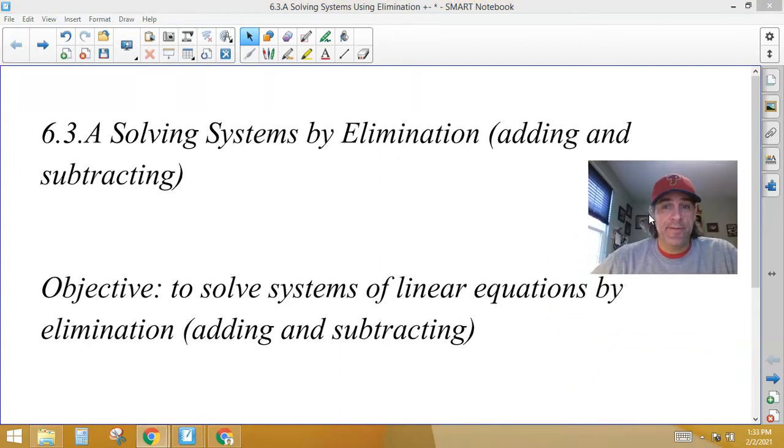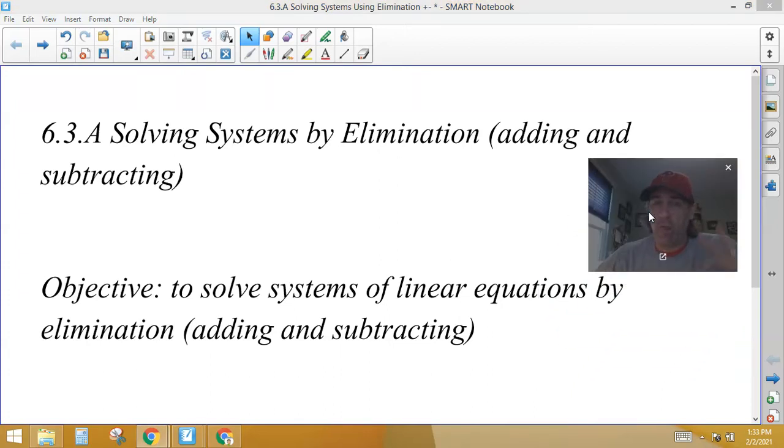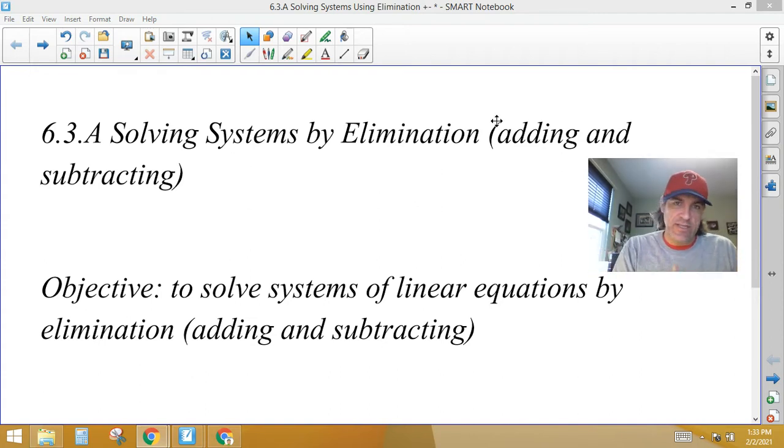Hey guys, 6.3a, solving systems, our third and final method. It's by elimination. Today, it's good. 6.3 is broken into two parts. This lesson's only with adding and subtracting, which will lead us into the next part. So our objective is to solve systems using elimination by adding and subtracting.